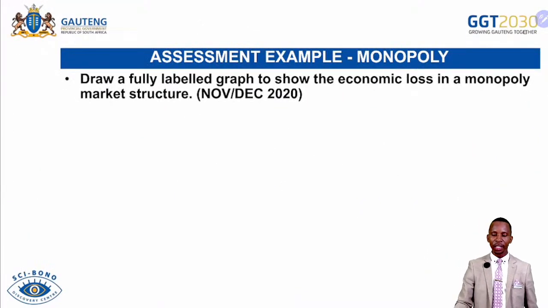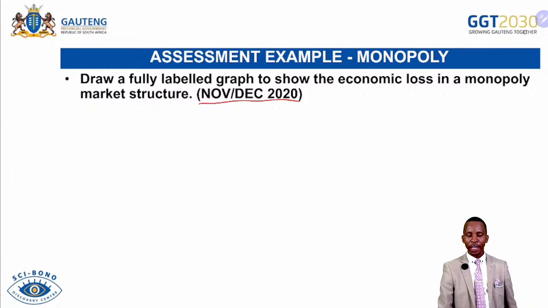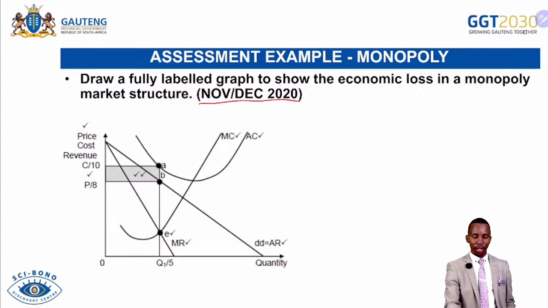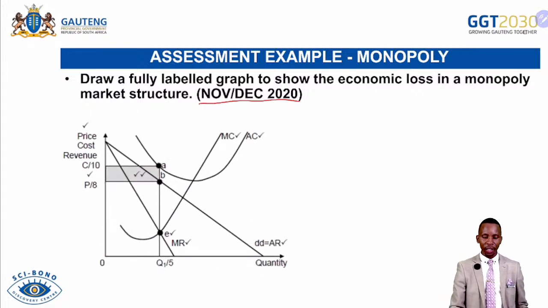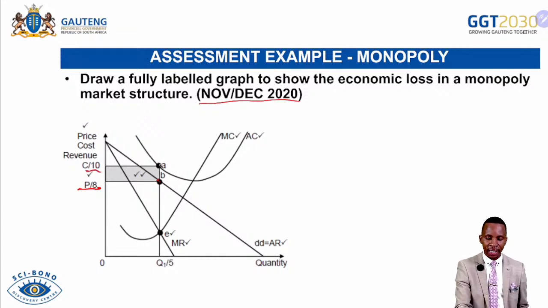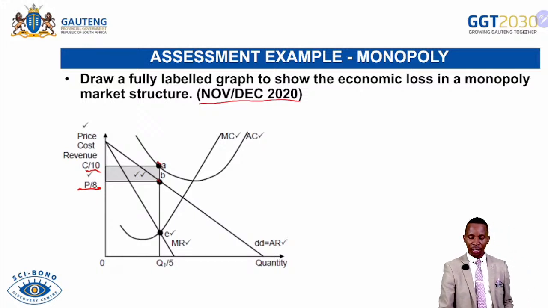The question was from the December 2020 final exam. Draw a full level graph to show the economic loss in the monopoly market structure. How can it be drawn? There is the graph for the economic loss. You can see our revenues are equal to 8, and our costs are equal to 10. Then the firm is making an economic loss in that case because you can see our AC is turning just above our AR. So the firm is making an economic loss.